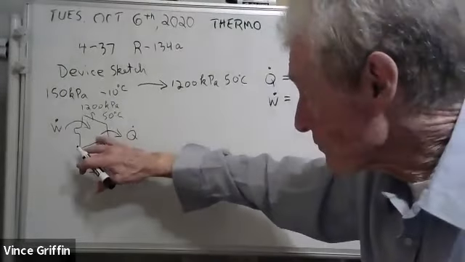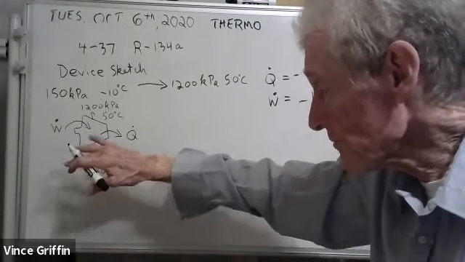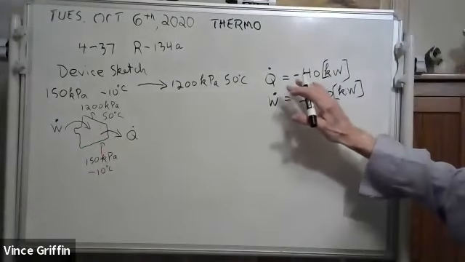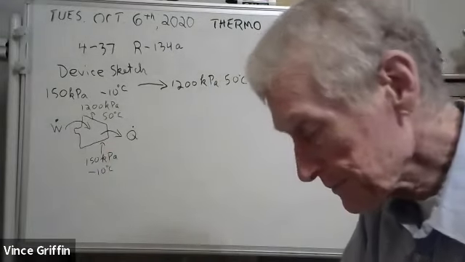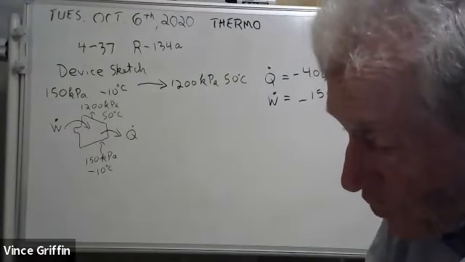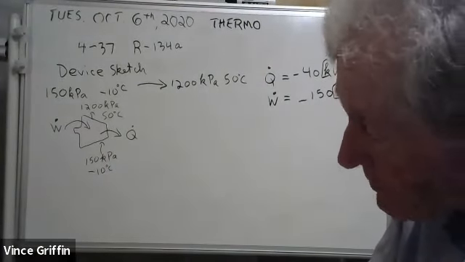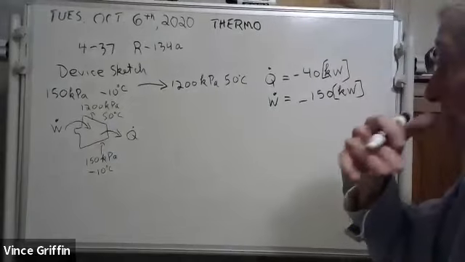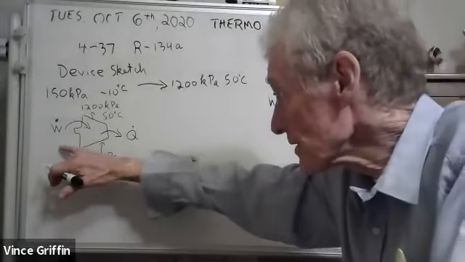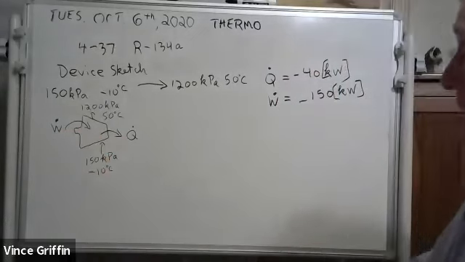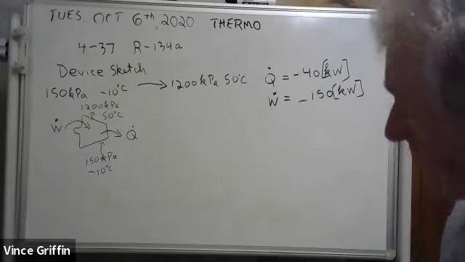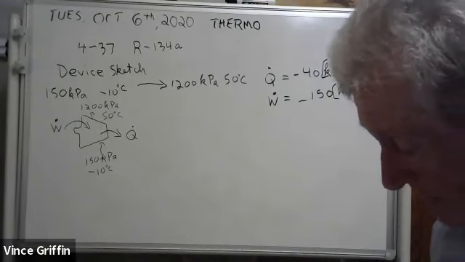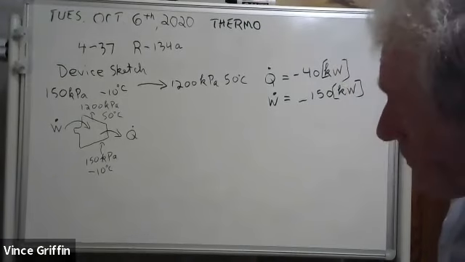If you're losing heat to the environment, which we are, 40 kilowatts is being transferred to the environment, that's going out, and it's negative. Whereas work is being done on a system, that's considered negative. It's going in. Hope that's not too confusing. But there's the device sketch.